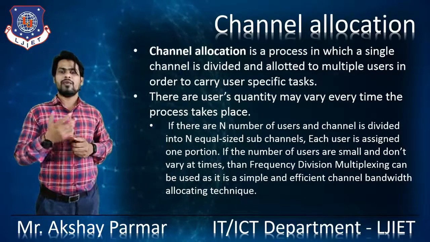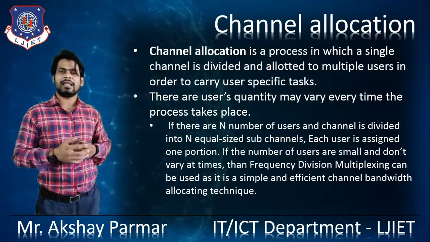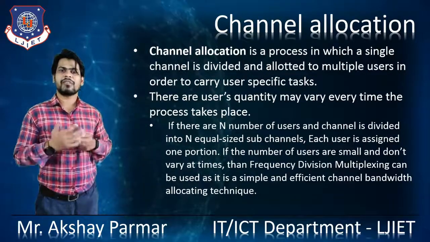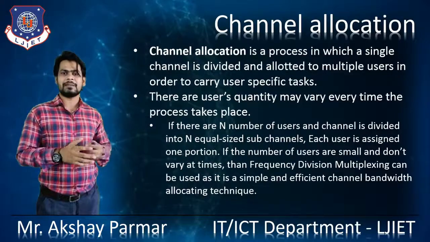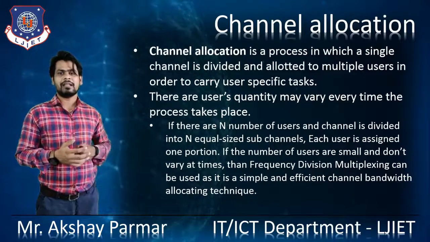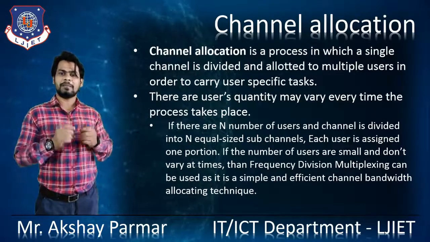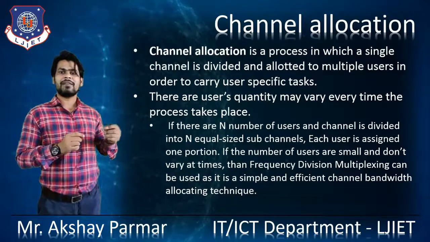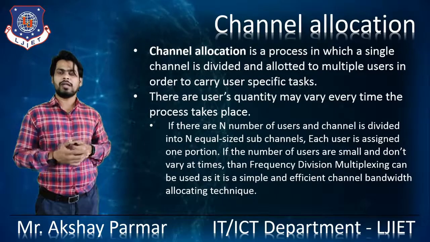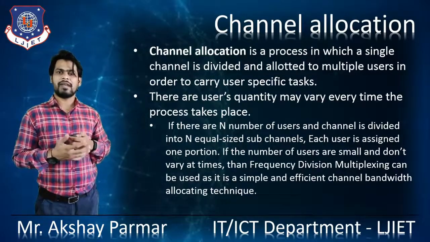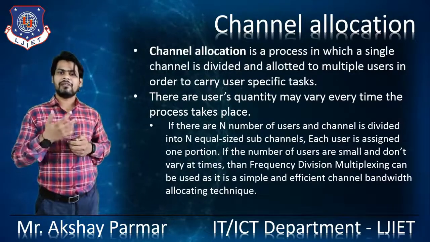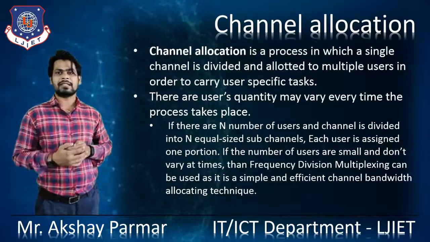So when the number of users is small and they don't vary from time to time, then we can use frequency division multiplexing, which can be used as a simple and efficient channel bandwidth allocating technique, right? When the number of users is small and they don't vary very frequently, then we can use FDM, frequency division multiplexing.